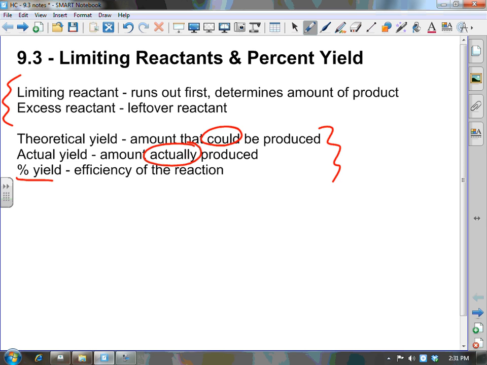These really aren't new calculations, the yield stuff. Limiting excess reactant, those aren't new calculations either. We are just going to be manipulating moles, mass, mole ratios. That's all we're manipulating. We're just going to use them different ways.